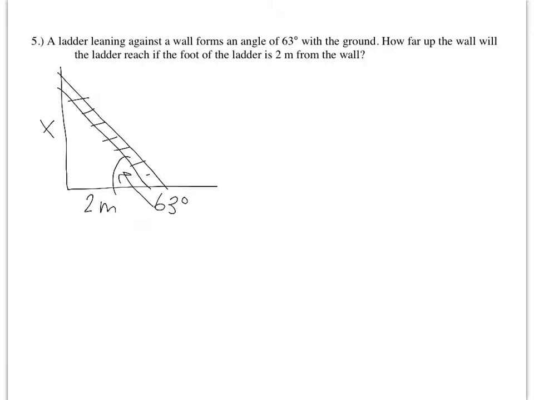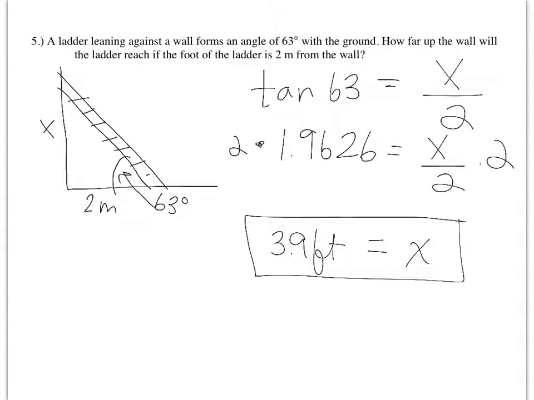I'm going to let you set it up all by yourself this time, figure out which ratio you need, set it up, and solve it, and then come back and check and see how you did. So pause the video, don't cheat, do it by yourself, and come back and check it in a minute. Okay, I got 3.9 feet, and I hope you did too.